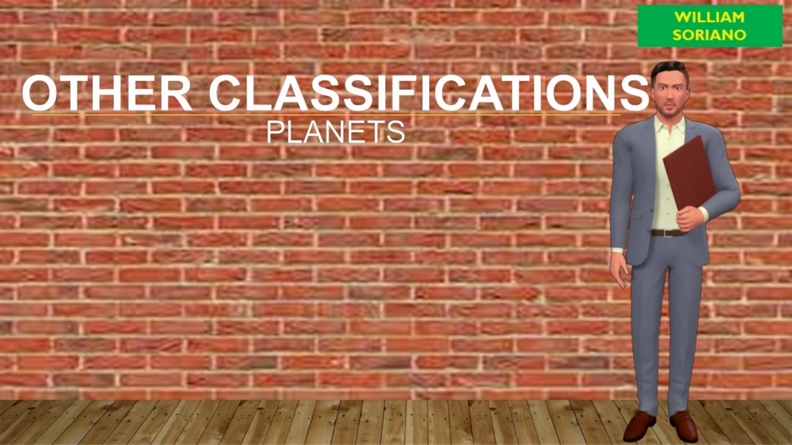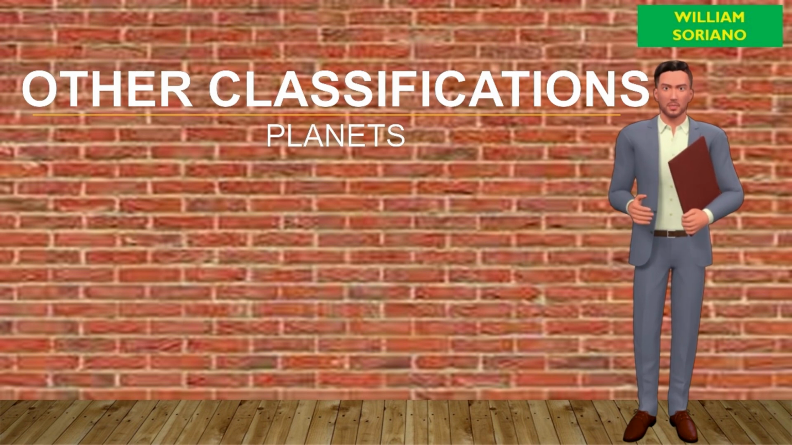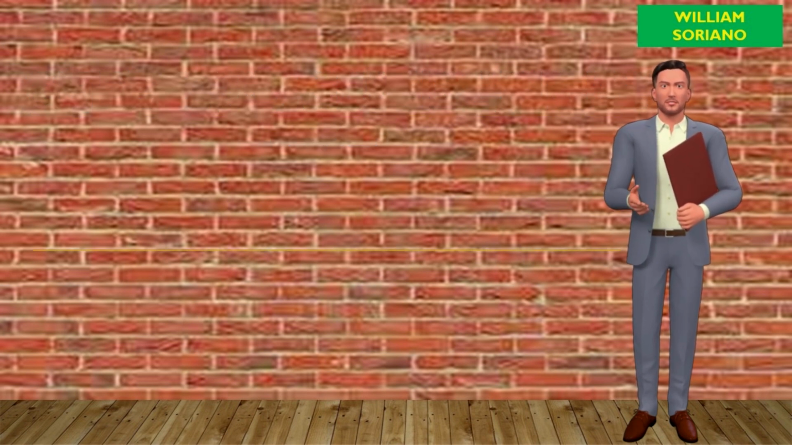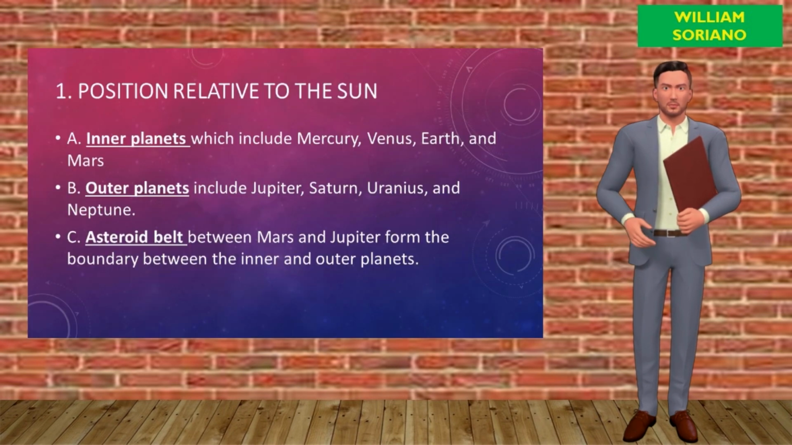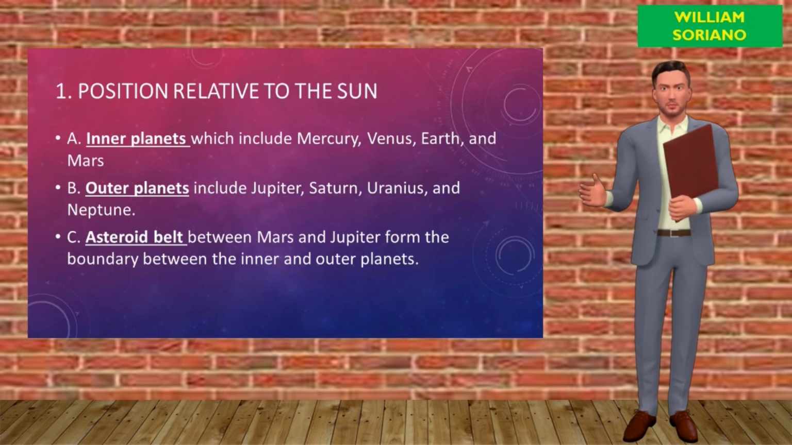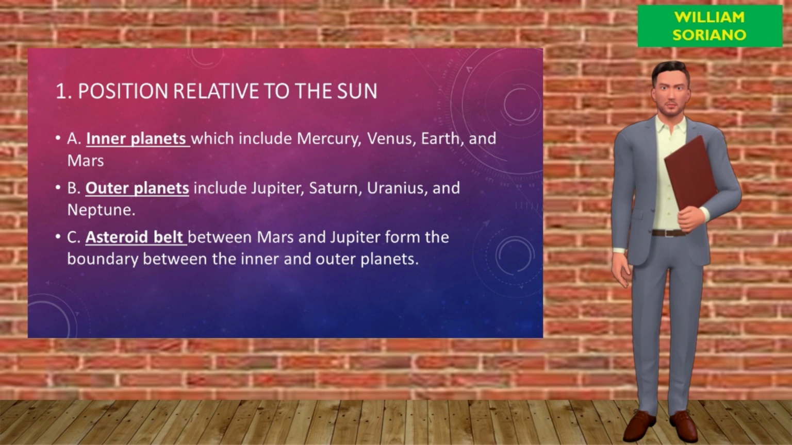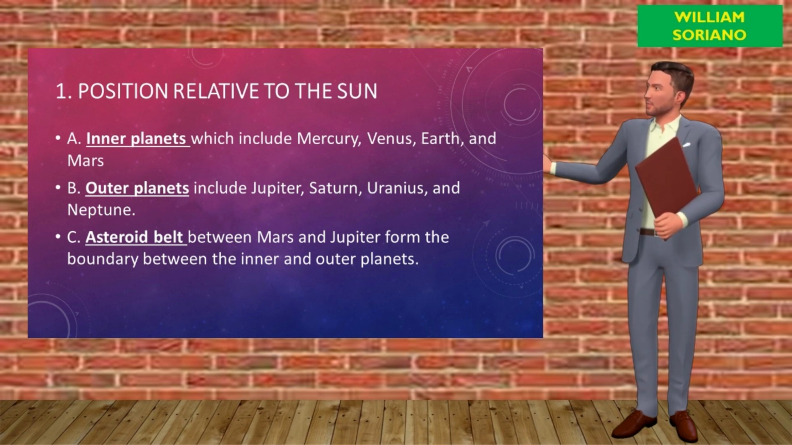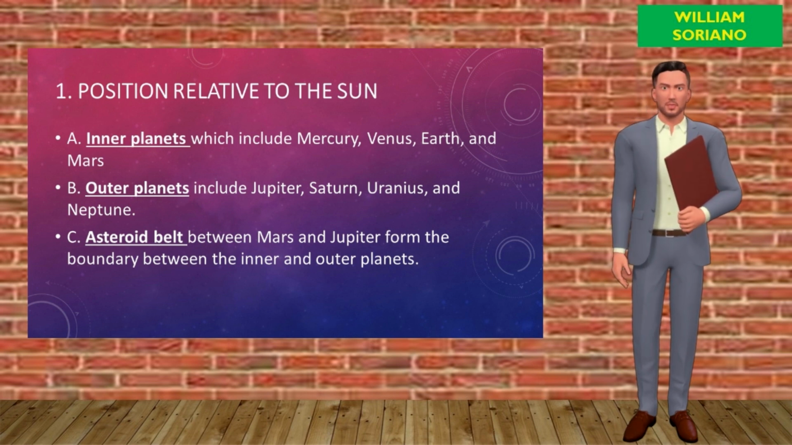The other classifications of planets. Other classifications of planets are based on their positions relative to the Sun or Earth. We have number 1, position relative to the Sun. This includes the inner planets, outer planets, and the asteroid belt. Inner planets include Mercury, Venus, Earth, and Mars, while the outer planets include Jupiter, Saturn, Uranus, and Neptune.